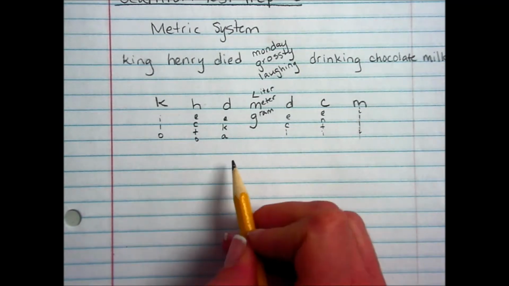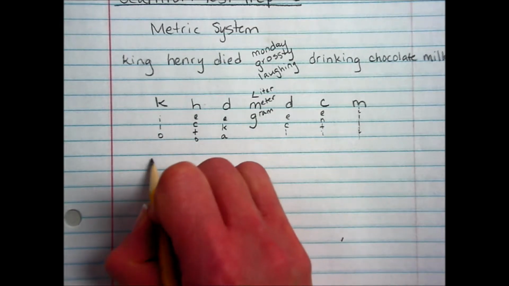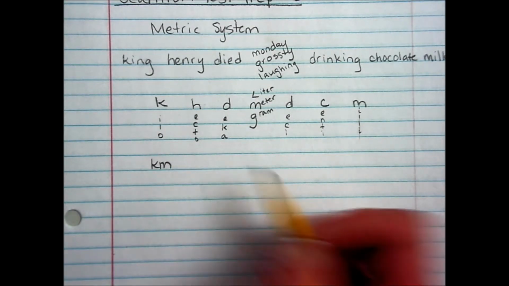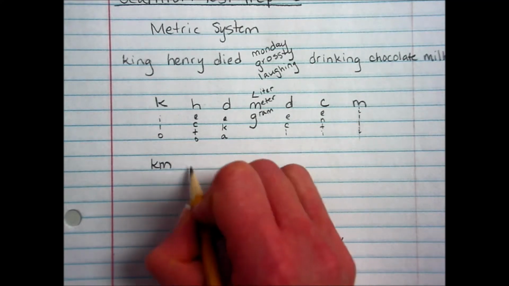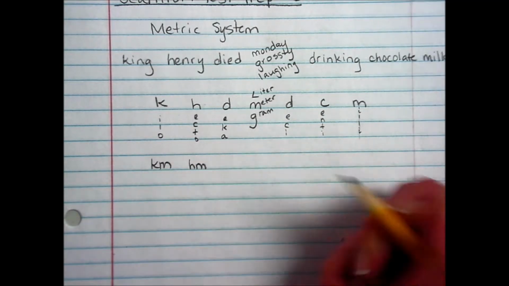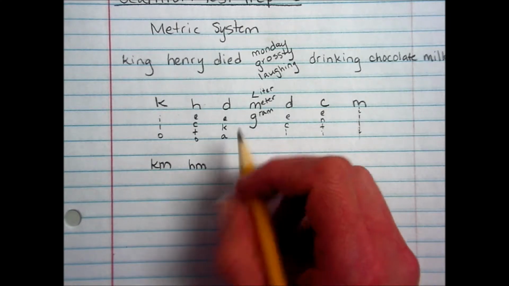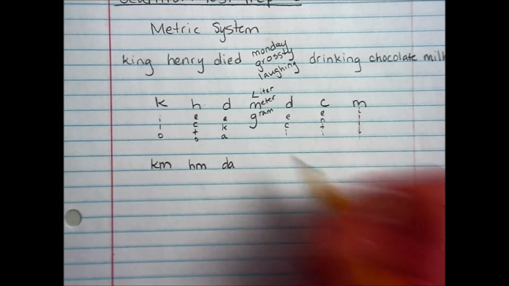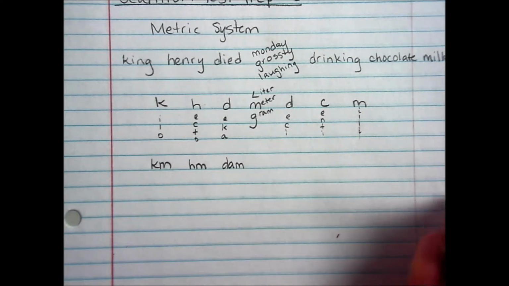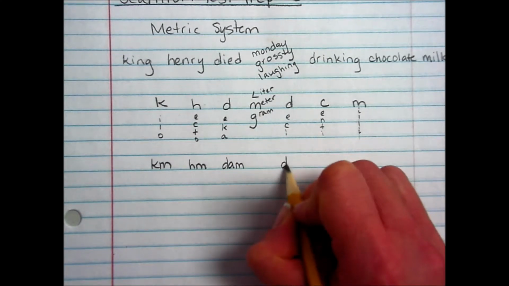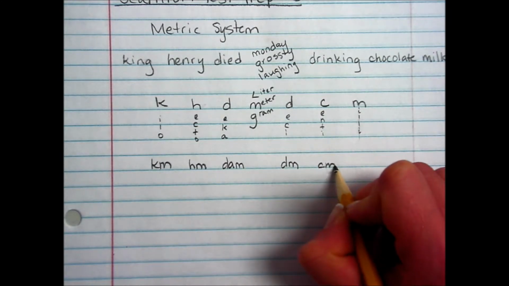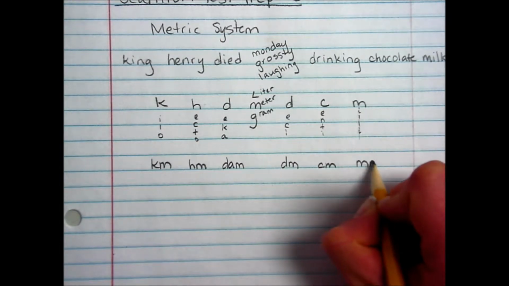So then each of these stands for something. So kilometer, let's just use meters because that's the most common. Kilometer, hectometer. Now because there are 2 D's, when you write decameter, you have to do the DA for deca, and then the M would be meter. This is decimeter with just 1 D, centimeter, and millimeter.